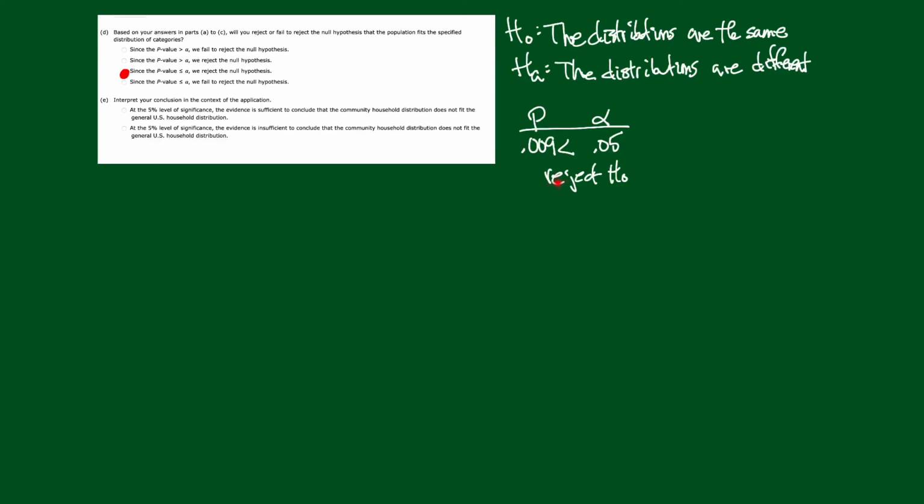Now, what is it that we're doing? We're rejecting the null hypothesis, and I just rewrote that up here. The null hypothesis is that the distributions are the same, so that the distribution in Dove Creek, Montana is the same as it is for the entire U.S. Well, we're rejecting that, so we're going to say that the distributions are different. So what have we got over here? At 0.05, the evidence is sufficient to conclude that the community household distribution does not fit the general U.S. That does not fit. I think that's what we're looking for. Otherwise, this one here says the distribution does fit. Well, that means it's the same model, and we're rejecting that. So we're going to go with this.